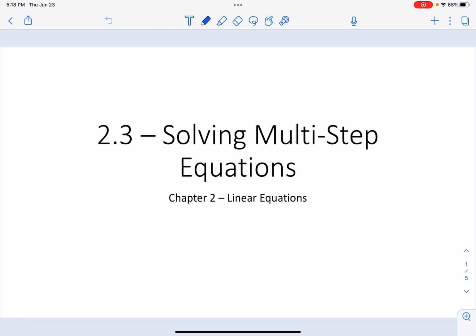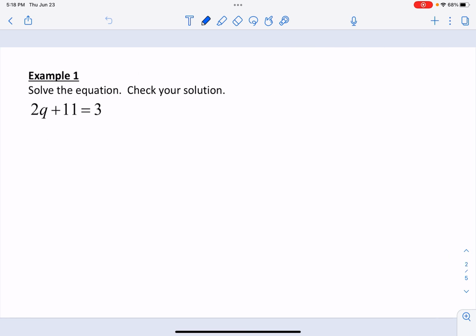In this video, we're going to be talking about solving multi-step equations. So, solving that equation, check your solution. What you have to do is isolate the variable. And in order to isolate that variable, you kind of have to do the opposite of the order of operations.